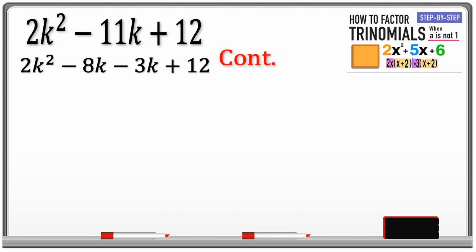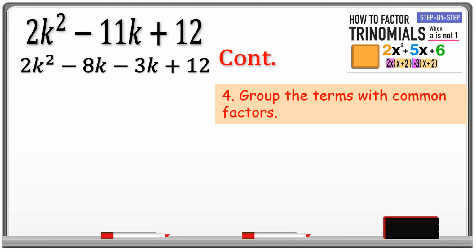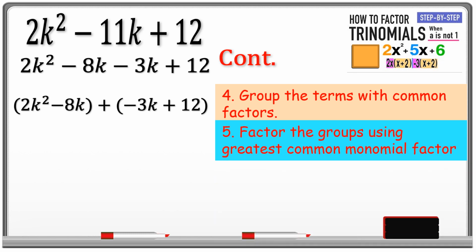Step 4. You group the terms with a common factor. So, as you can see, we can see that the 2 is a multiple of 2 and the 8 is a multiple of 2. Then, they both have k, so they are grouped. Negative 3k is also a multiple of 3, and of course, the 12 is a multiple of 3, so those are grouped together.